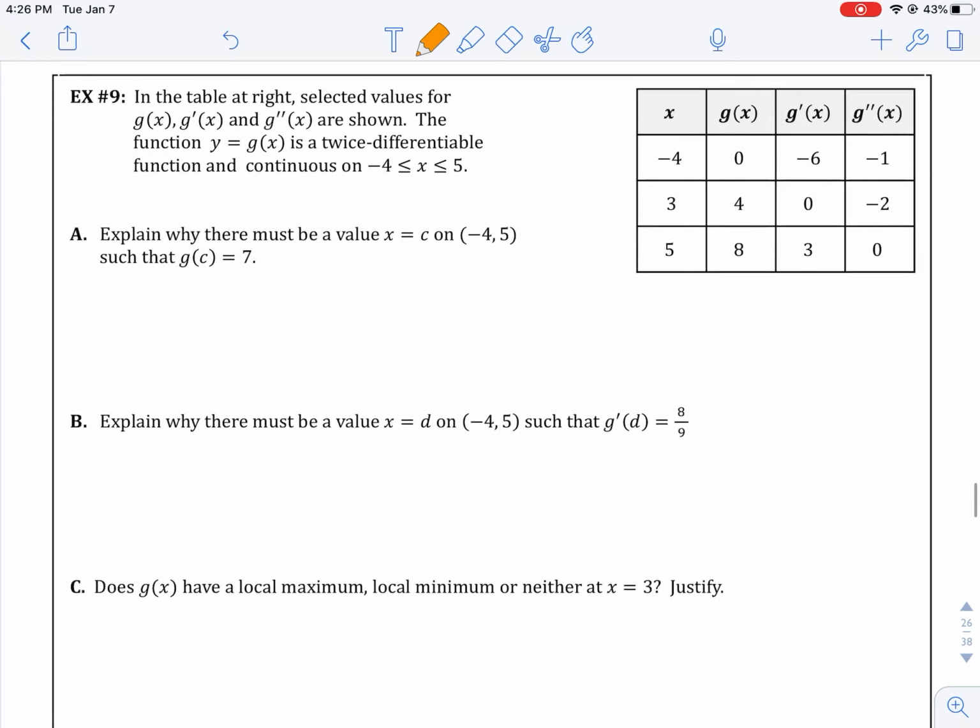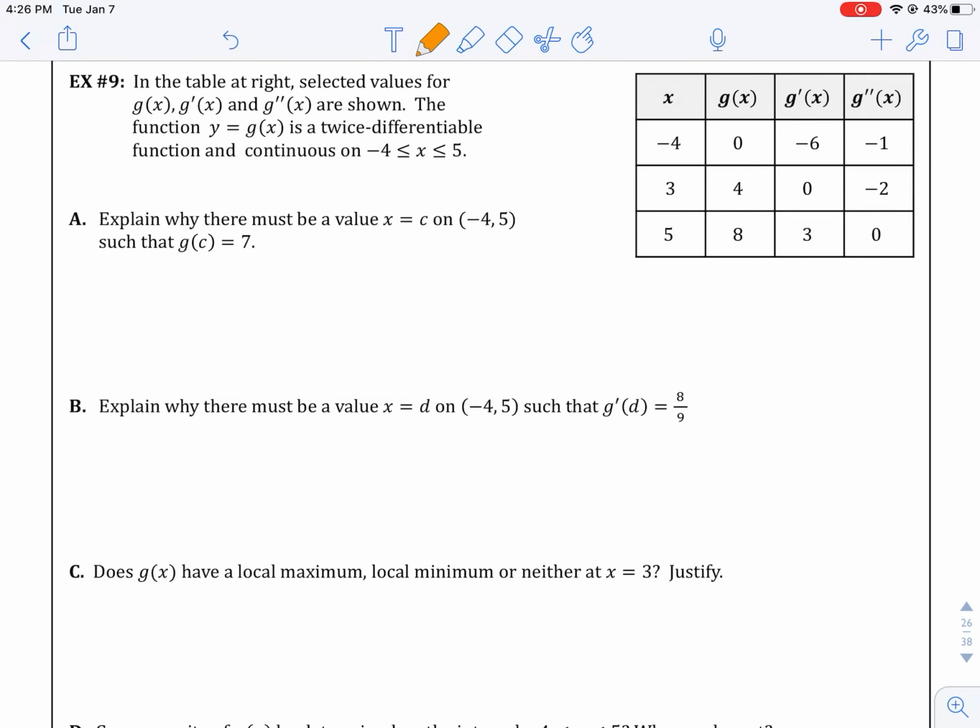All right, last example. In the table to the right, selected values of G, G prime and G double prime are shown. We are given it's twice differentiable, so continuity is implied from -4 to 5. So explain why there must be a value between -4 and 5 such that G of C equals 7. So I know that, let's see, G of -4 is 0 and G of 5 equals 8.